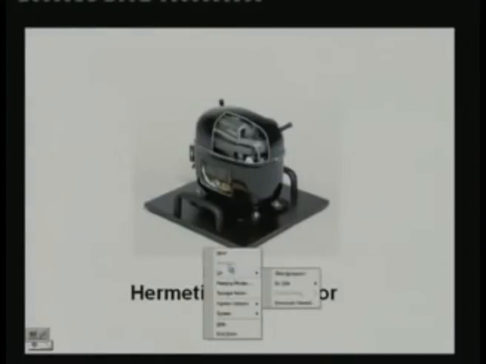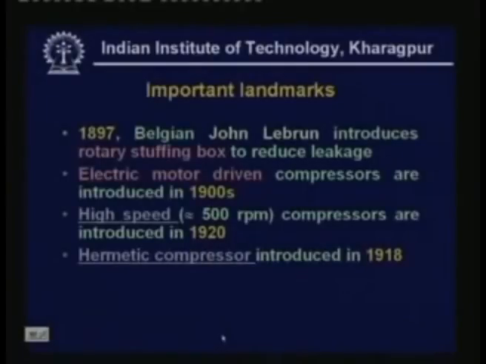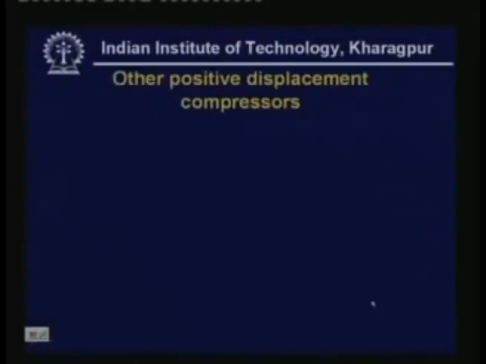Now let us look at other types of positive displacement compressors. One of the major problems with the reciprocating compressor is that you are converting a rotary motion into a reciprocating motion. This will give rise to vibrations and higher noise. As a result, people have tried to use positive displacement machines where you do not have to convert rotary motion into reciprocating motion, and several of these machines have been invented and used in the refrigeration industry.